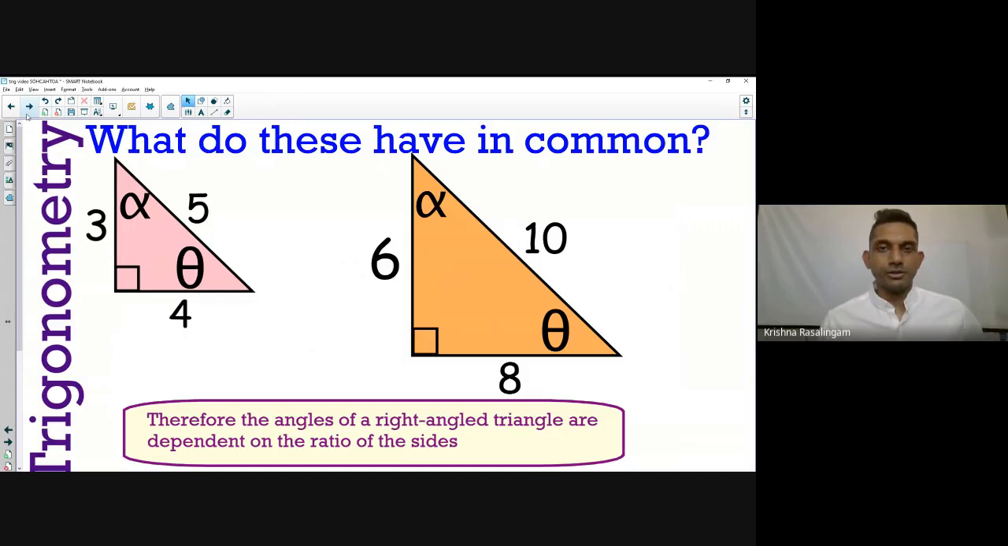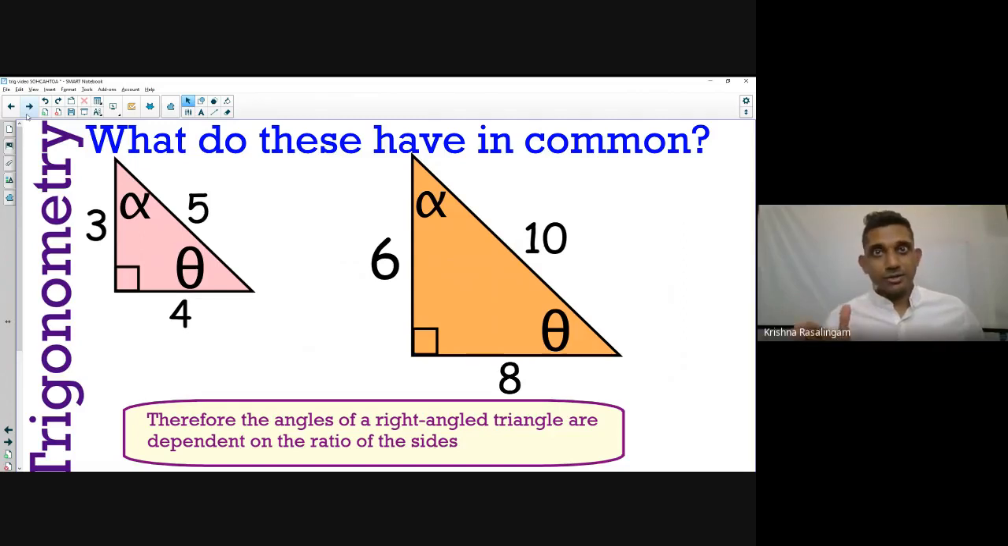We look at these two triangles. We have the pink one and the orange one. What I want to ask you is, what do they have in common? So hopefully what you've noticed is the one on the right is twice the size of the one on the left. Yes? Now, what's the significance of that? Well, we can say that they are mathematically similar.